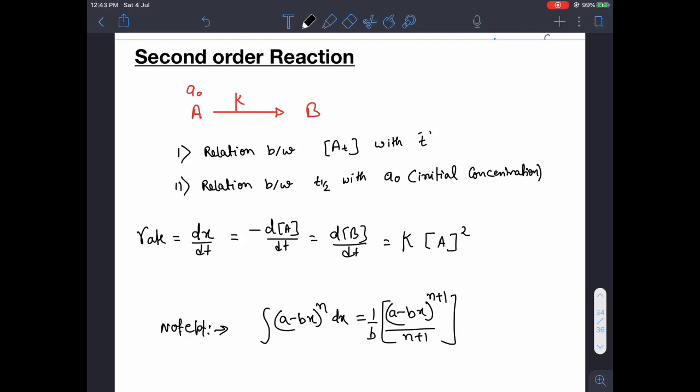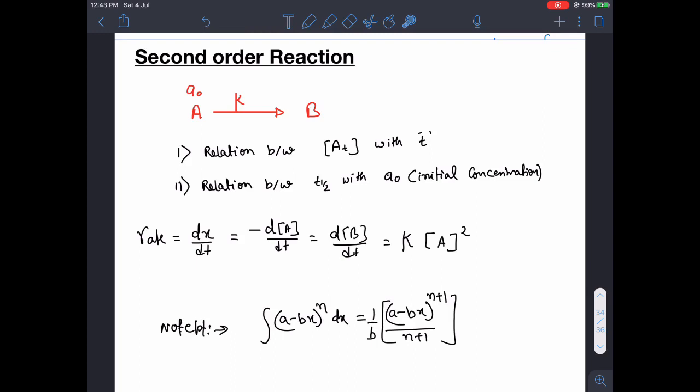In this video I am going to discuss the second order reaction and its characteristics. For that I have taken a simple reaction whose reactant A is converted into the product B. The rate constant of the reaction is given as K. The initial concentration of A is given as A naught. What we have to figure out, number one, is the relation between the concentration of A and time. Another thing is the half-life, and how it varies with the initial concentration A naught.